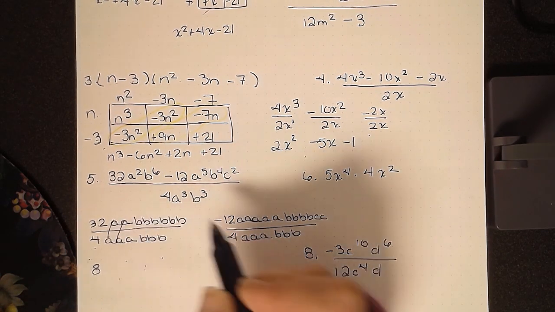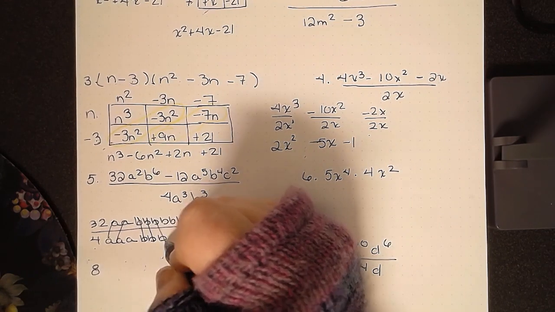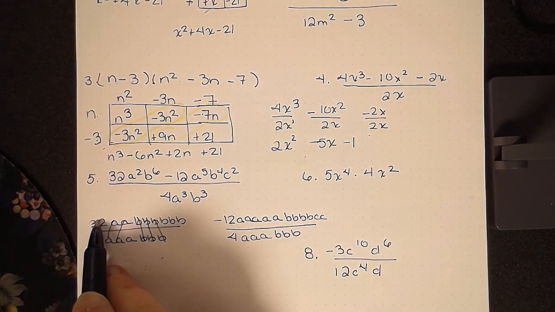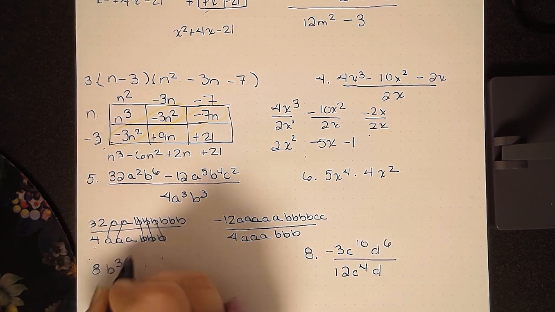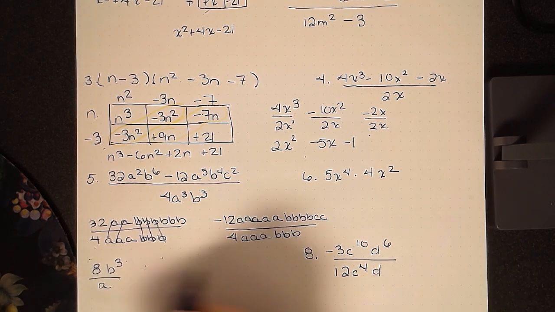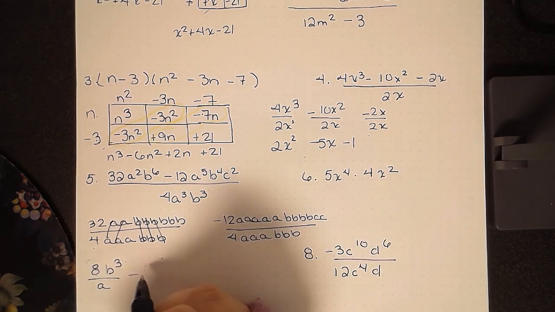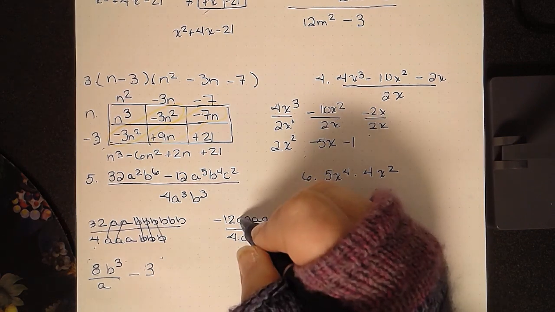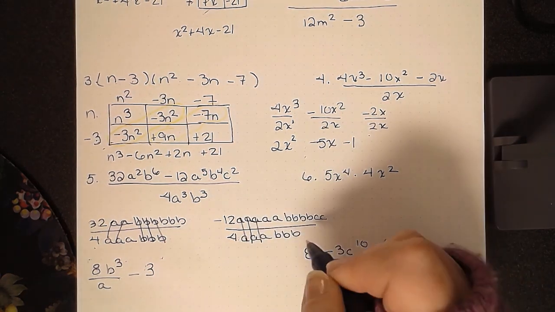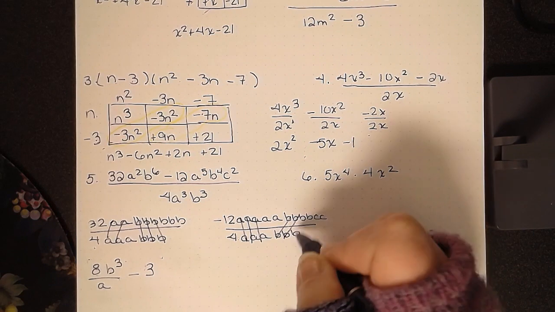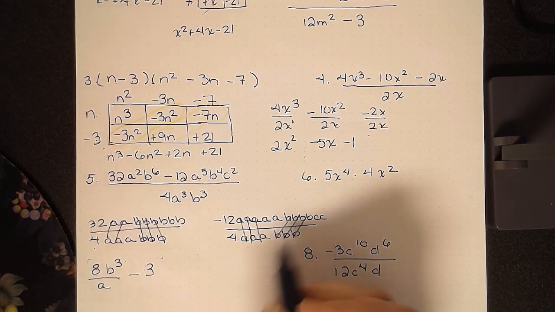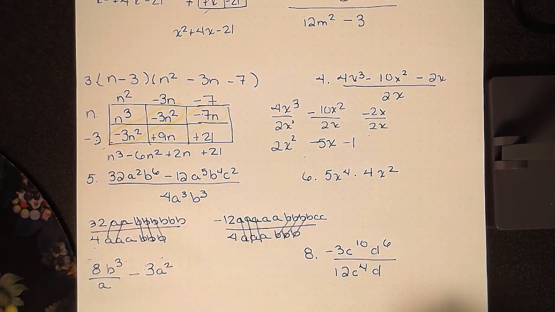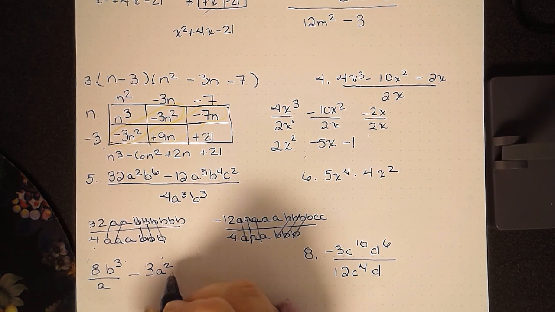And then I reduce. Okay, so 32 divided by 4 is 8, and I have 3 b's on the top and 1 a on the bottom. And then negative 12 divided by 4 is 3, and I cancel out my a's and my b's, and there's no c's to cancel out from the bottom. So I have 2 a's on the top, I have 1 b, and 2 c's. Okay, and then I'm done.